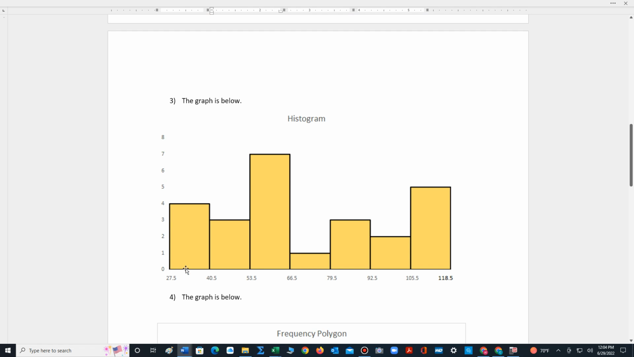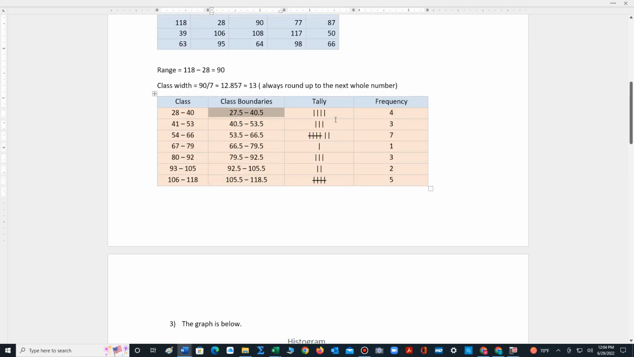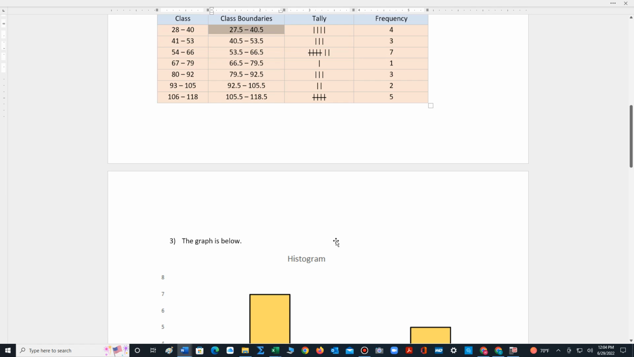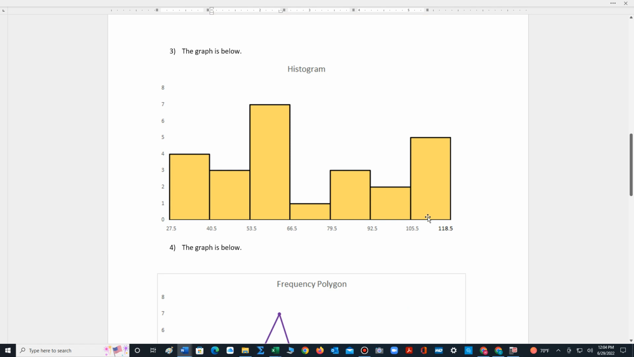The width of the rectangle is the distance between the class boundary limits. The length will be the frequency. And then just repeat that for all the other class boundary limits. So for 40.5 to 53.5, the frequency is 3. So we go up 3 units, construct a rectangle until all of them are completed.